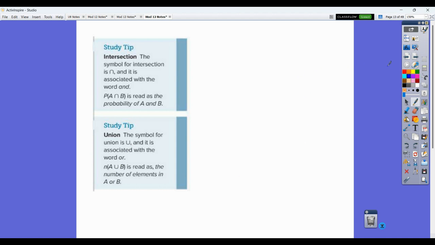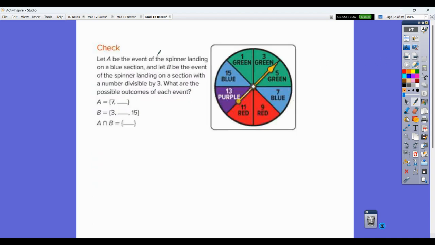So we have those numbers and what they're associated with. Okay, so let's do a spinner problem. Let A be the event of the spinner landing on a blue section, and B be the event of this spinner landing on a section with a number divisible by 3. We're going to do a little bit of math here.